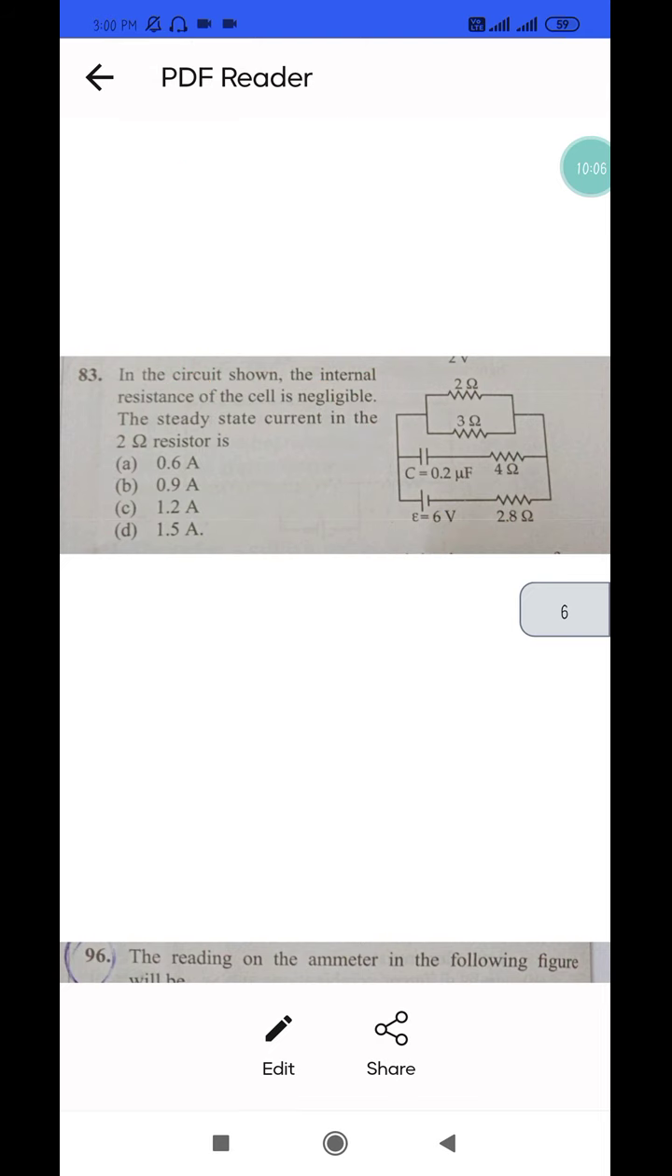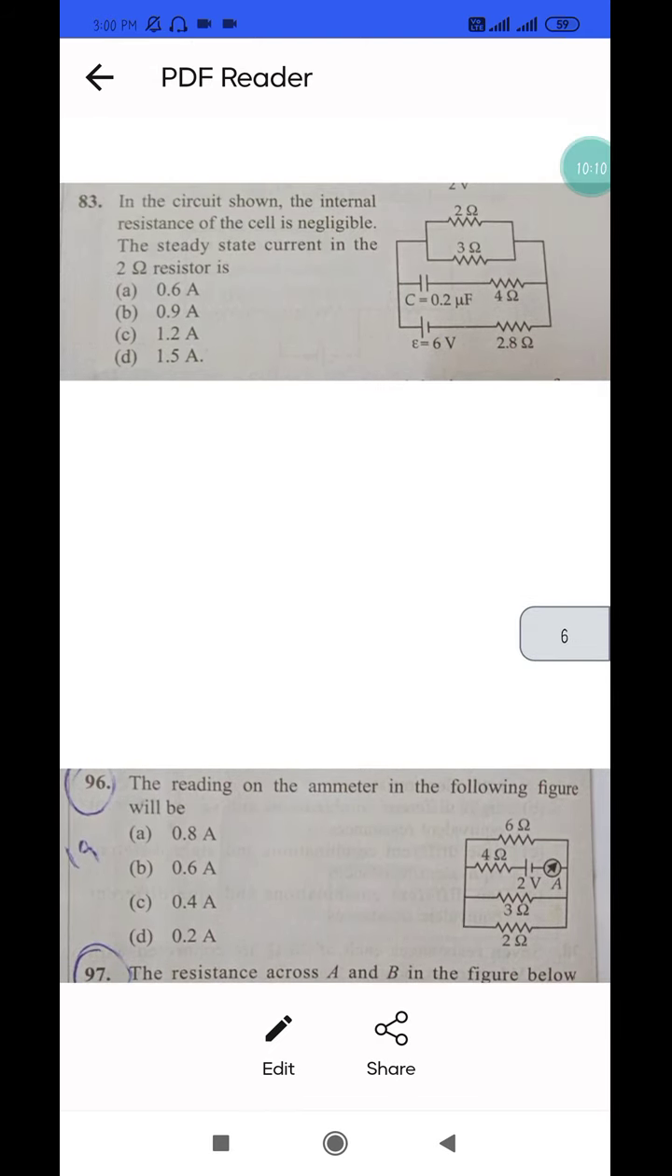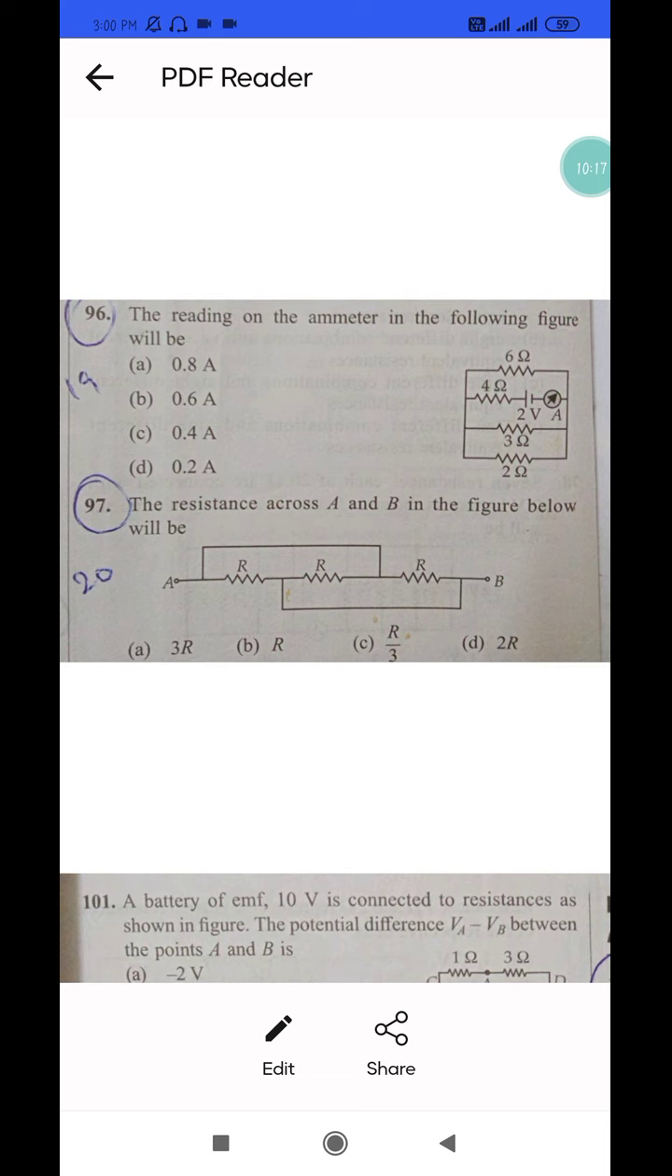So if you want to copy or anything, please pause the video and do it, right? So can you see the next question, the 96th question? In this question, the reading on the ammeter in the following figure will be. You have to find out the reading of this ammeter. So now let us look into the figure. Can you tell me how these resistors are connected? So the 6, 3 and 2 are basically connected in parallel connection.